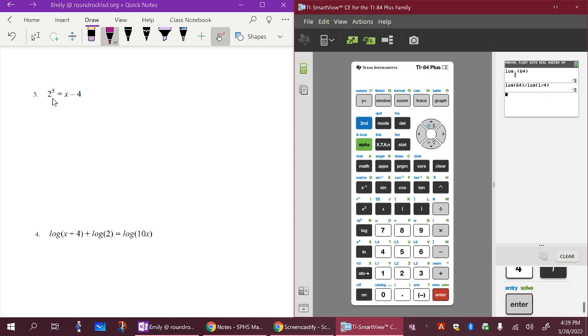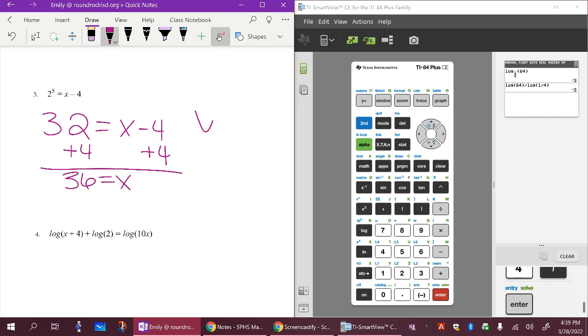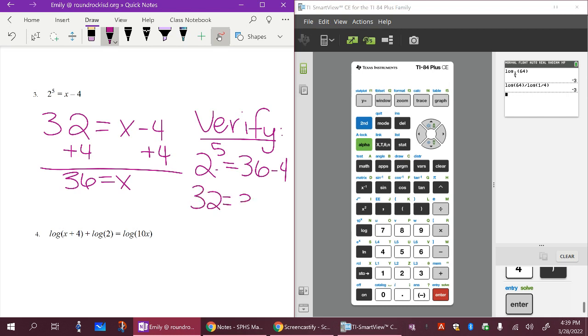So same deal here, find 2 to the 5th, which is 32. And then just add 4. Two to the 5th is 32. 36 minus 4 is also 32. So 36 is our answer.